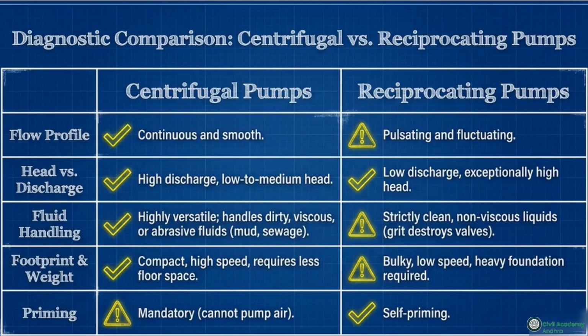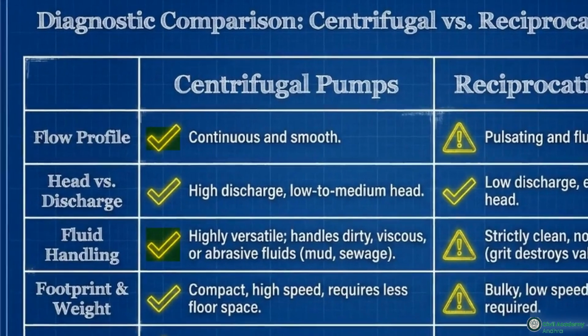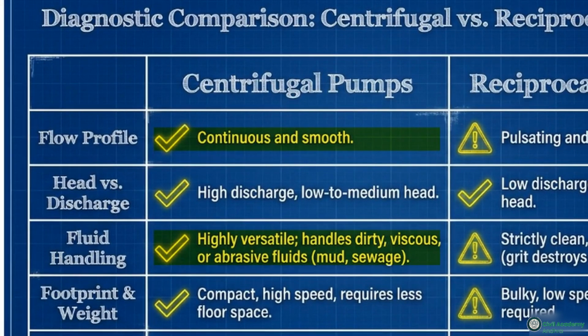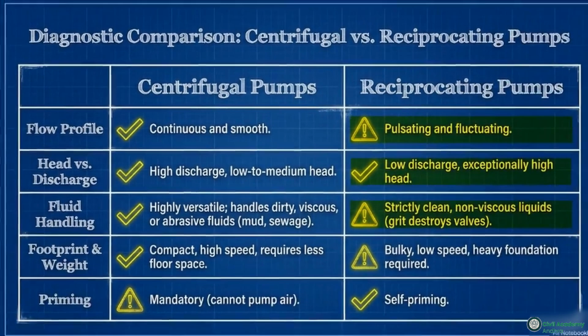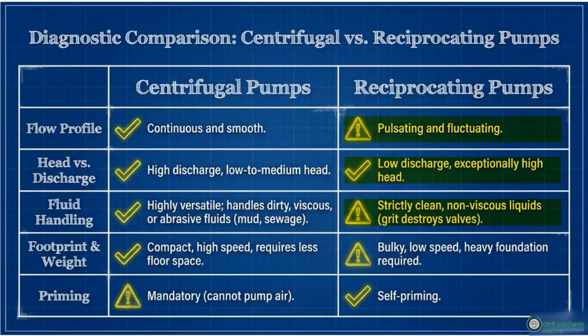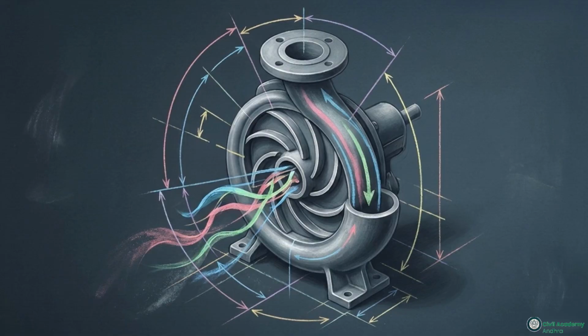This diagnostic matrix shows the core difference between pump types. Centrifugal pumps give a smooth, continuous flow and handle dirty or viscous fluids like mud. Reciprocating pumps produce a pulsing flow, strictly for clean fluids, but generate exceptionally high pressure. So how exactly does a centrifugal pump maintain that high-volume, continuous output?